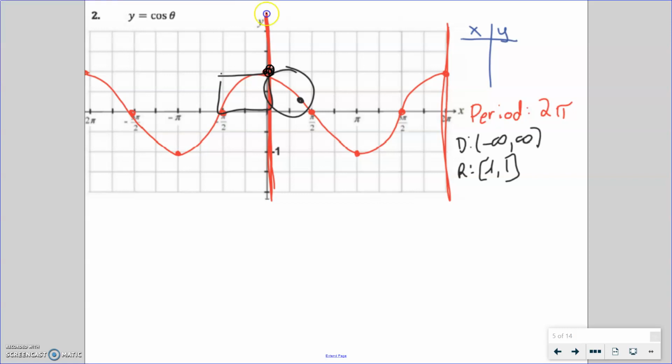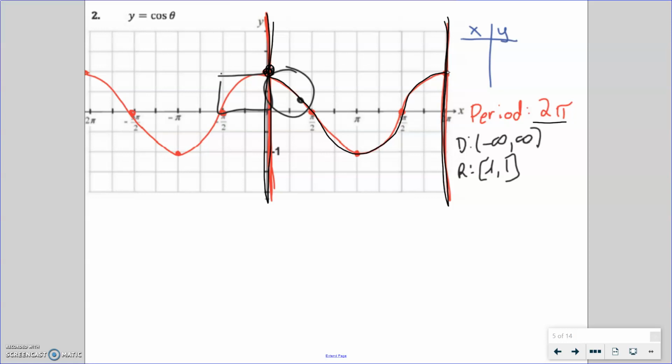But you'll notice that if I start at the y-axis, my period is still 2 pi because it takes from 0 radians to 2 pi radians to make that full complete cycle of the graph. The domain is still negative infinity to infinity, and the range is still from -1 to 1.